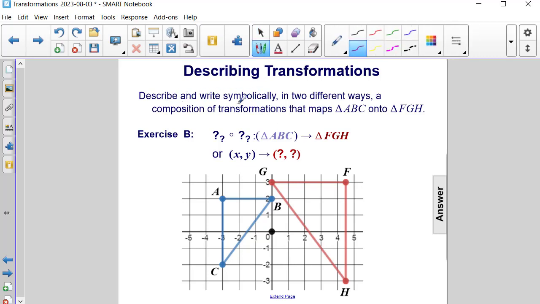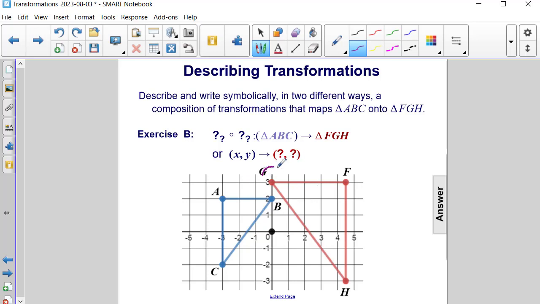So let's first begin by describing and writing symbolically in two different ways how triangle ABC maps to triangle FGH. So notice when we were naming, I was following the vertices going around. So in our pre-image triangle ABC, the vertices go around the shape clockwise. In triangle FGH, they go around counterclockwise. That always happens whenever you have a reflection. And we can see by the orientation of the shapes that the reflection is happening across the y-axis.